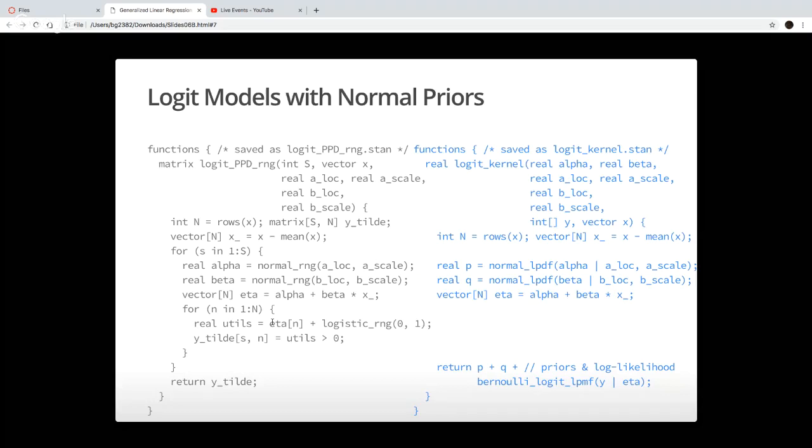So before I go to the blue version, are there any questions about this code for drawing from the prior predictive distribution? So the distribution of the observables that's implied by our whole model, inclusive of the priors. Questions?